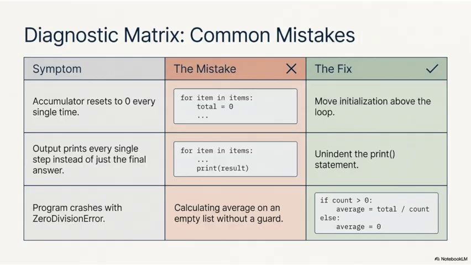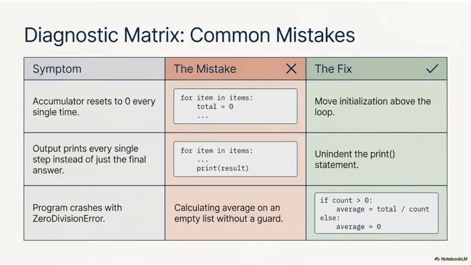These three common loop mistakes each have a clear structural fix. Recognizing the symptom is the first step to the solution. If your accumulator resets to 0 every single time, you've initialized it inside the loop instead of above it. Move total = 0 above the for statement. If your output prints every intermediate step instead of just the final answer, your print statement is indented inside of the loop. Unindent it one level so that it runs after the loop completes.